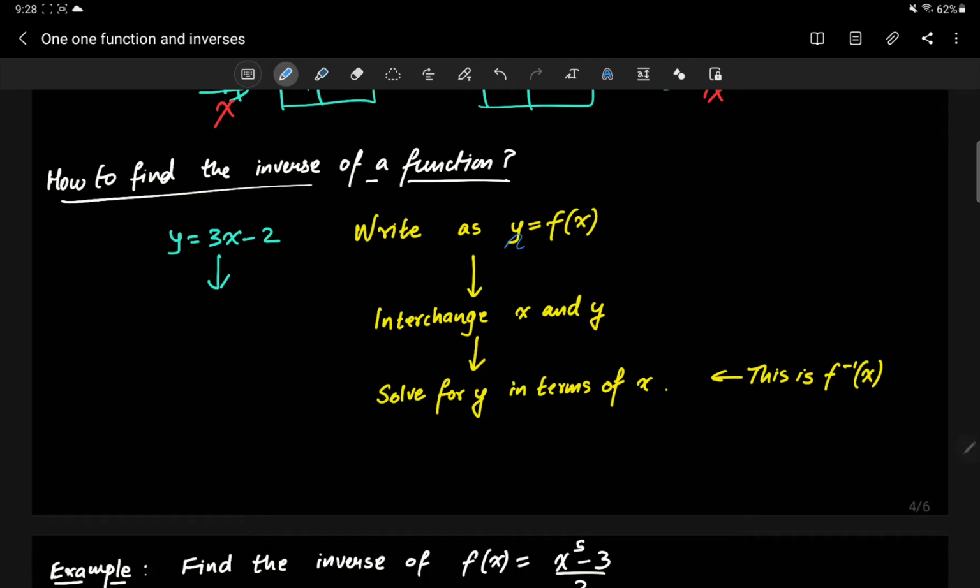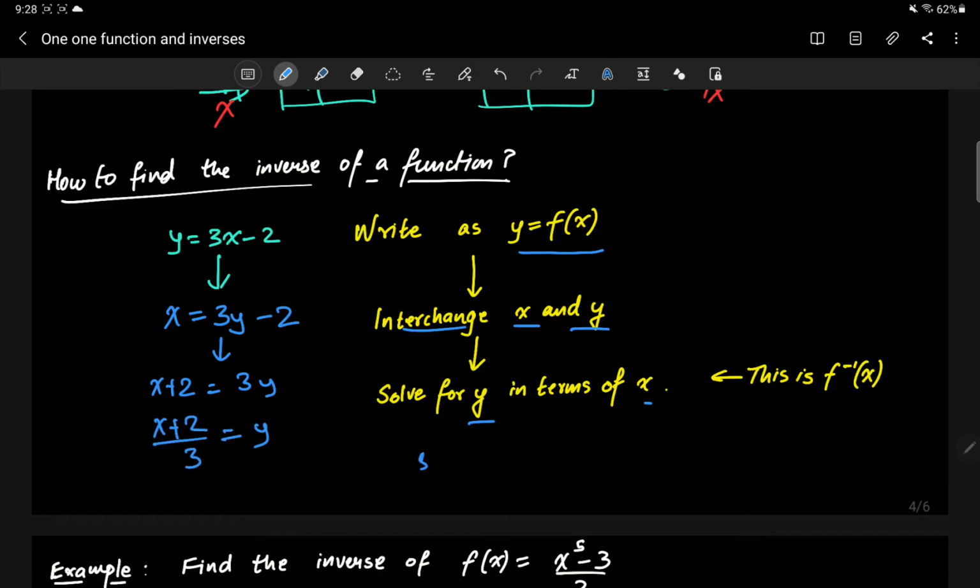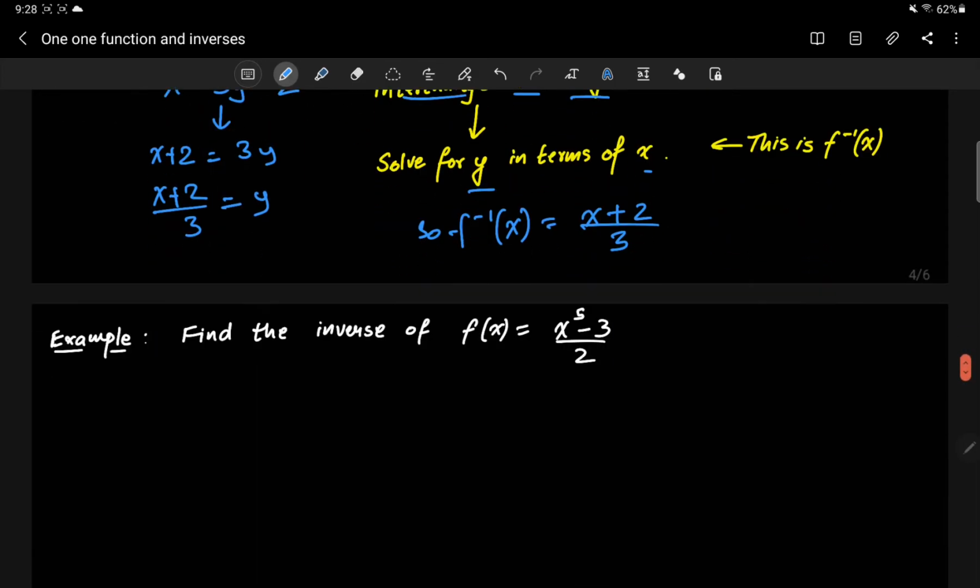We write the function as y equals f of x. As such, y equals 3x minus 2. Then we interchange x and y. So this becomes x equals 3y minus 2. Now in this new equation, we solve for y in terms of x. So x plus 2 is 3y, and (x plus 2) over 3 is y. So f inverse of x in this case is (x plus 2) over 3.